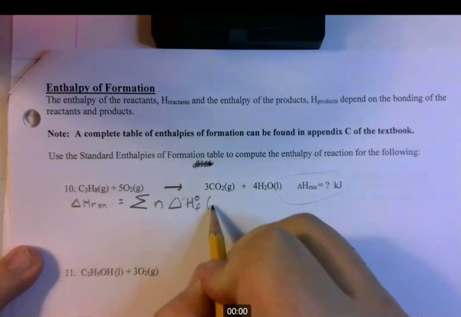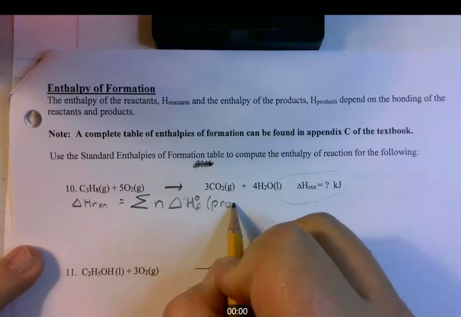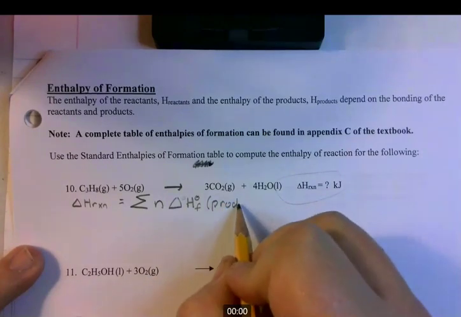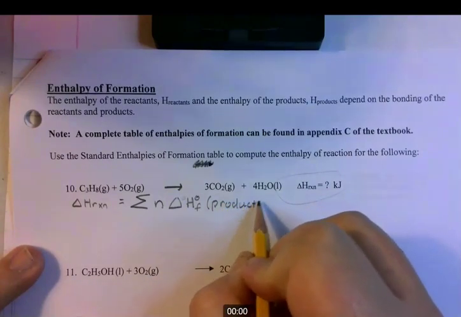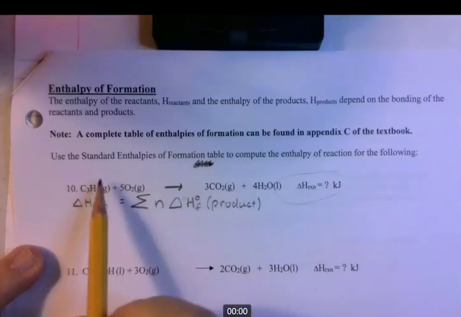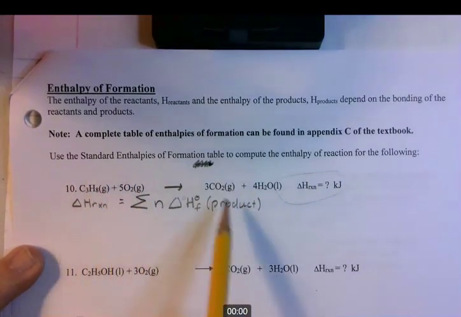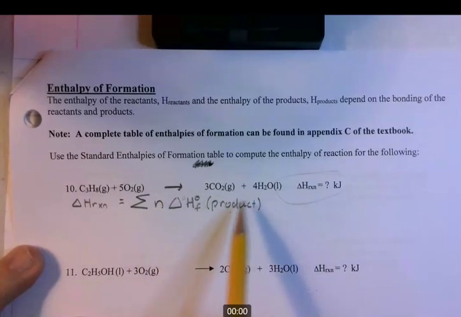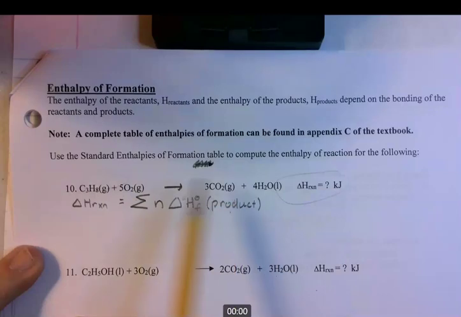Of the products. So that's on the right-hand side. You got to be careful when you do this equation. It's a very common mistake to put the reactants on the left side of an equation, and this is on the left side of this equation. So be careful. The products are on the left side, and the reactants. You're going to switch these two around.